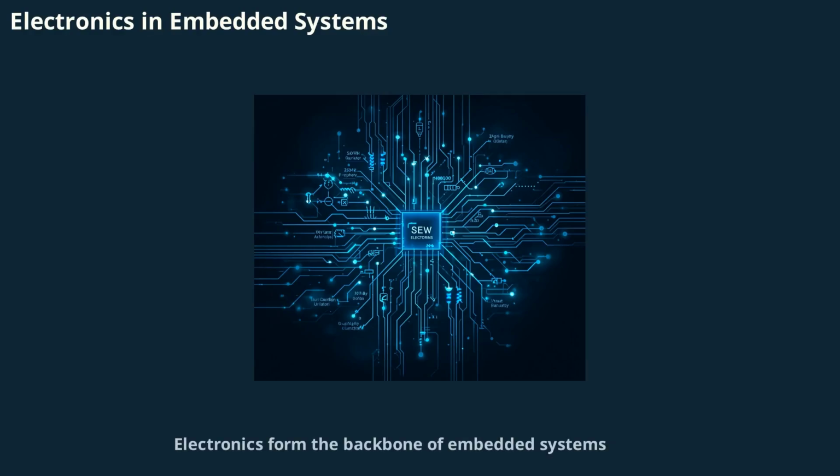Electronics form the backbone of embedded systems. Understanding basic electronic components and their functions is essential for designing and troubleshooting embedded hardware. From resistors and capacitors to diodes and LEDs, each component plays a specific role in circuit operation. A solid grasp of electronics ensures your embedded projects are reliable and efficient.